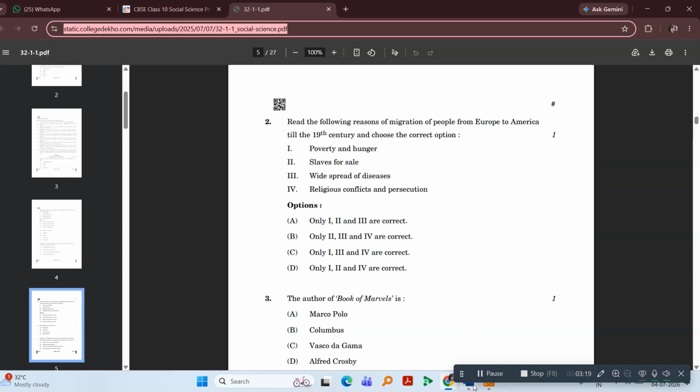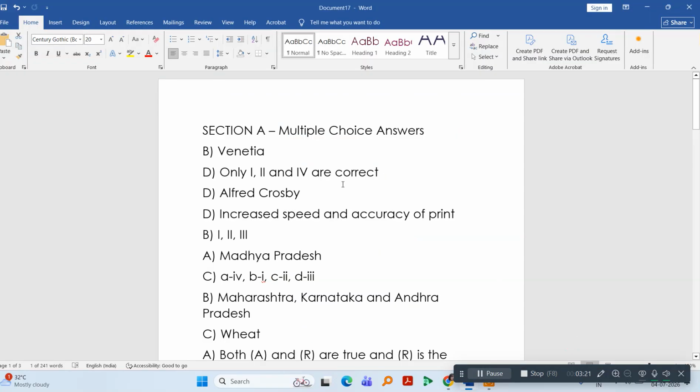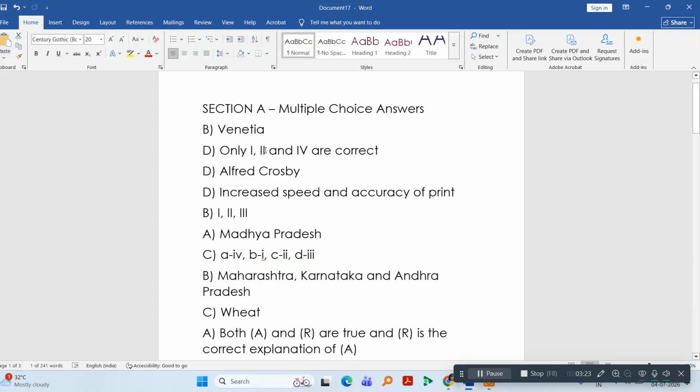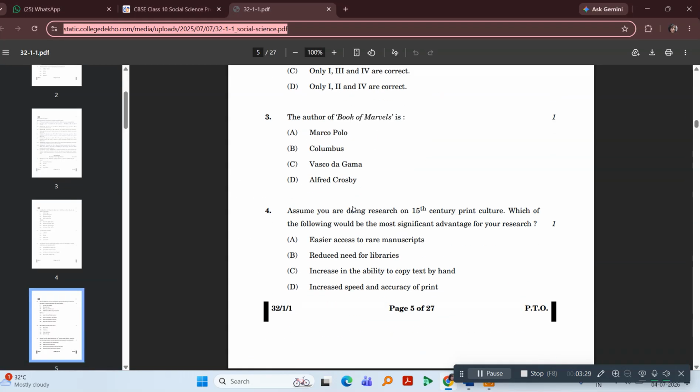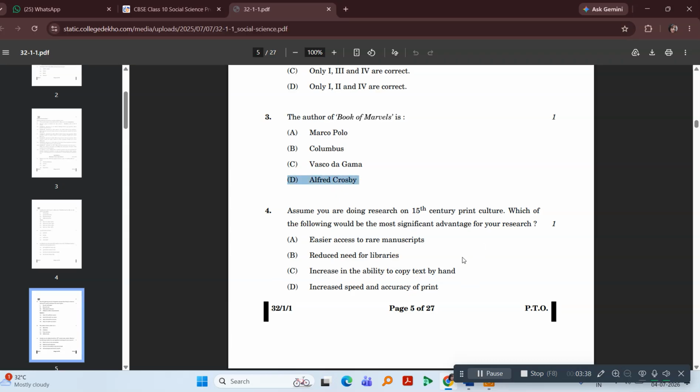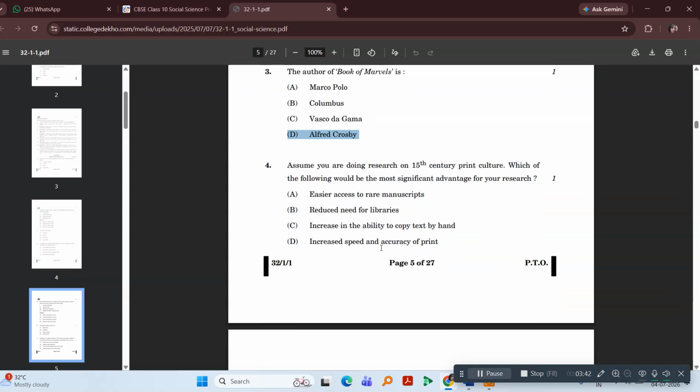What do you think is the correct answer? Okay, I'll reveal the correct answer. It's 1, 2 and 4. Let's move on to the third question. Who is the author of the book Marvel? Let me tell you candidly that the author of the book Marvel is Alfred Crosby. I hope I made myself clear.